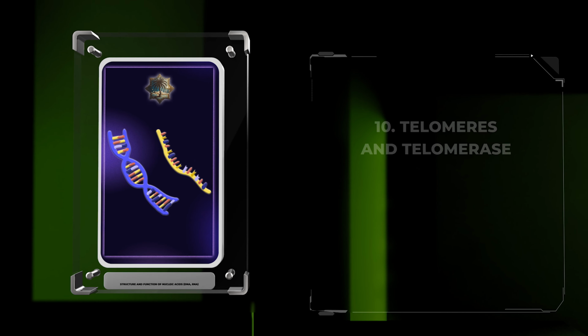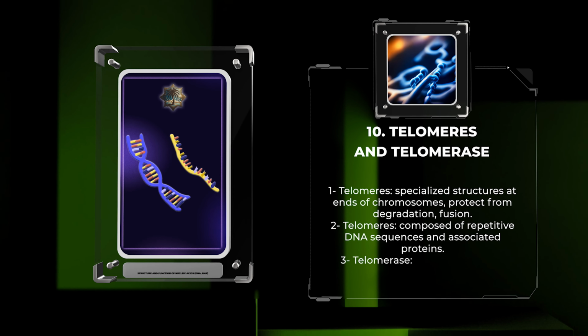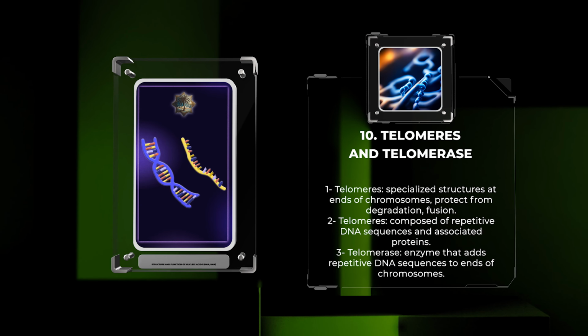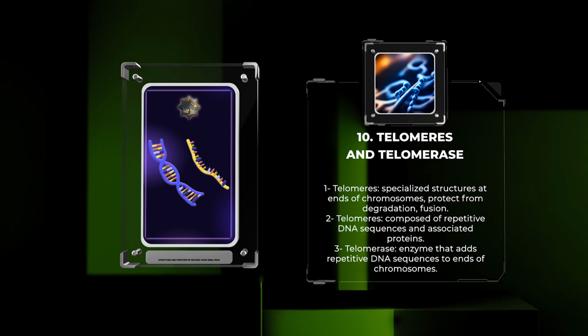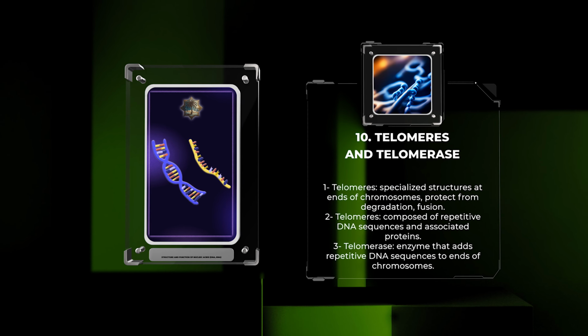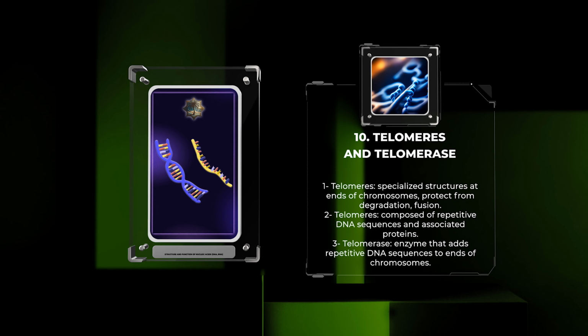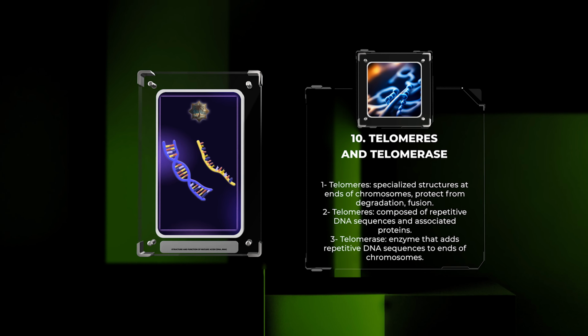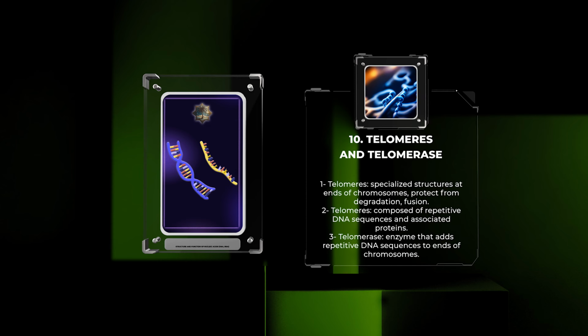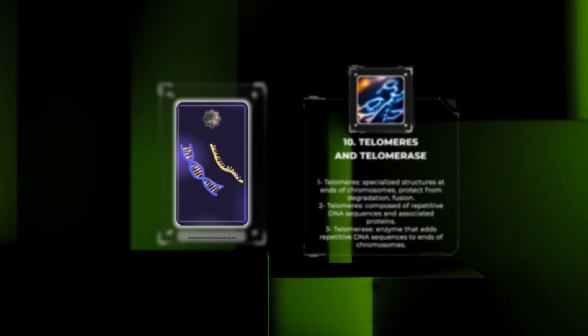Telomeres are specialized structures at the ends of chromosomes that protect them from degradation and fusion with neighboring chromosomes. They consist of repetitive DNA sequences and associated proteins. Telomerase is an enzyme that adds repetitive DNA sequences to the ends of chromosomes, counteracting the natural shortening of telomeres with each cell division. Dysfunction of telomeres and telomerase is implicated in aging, cancer, and various genetic disorders.